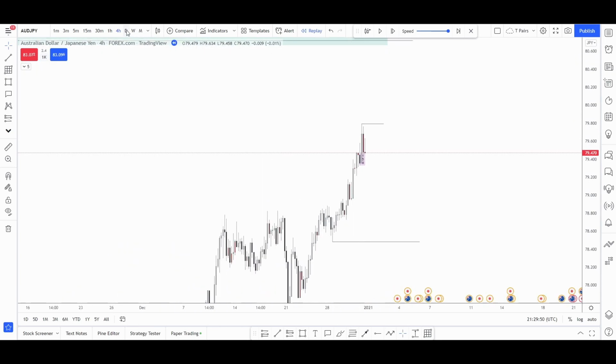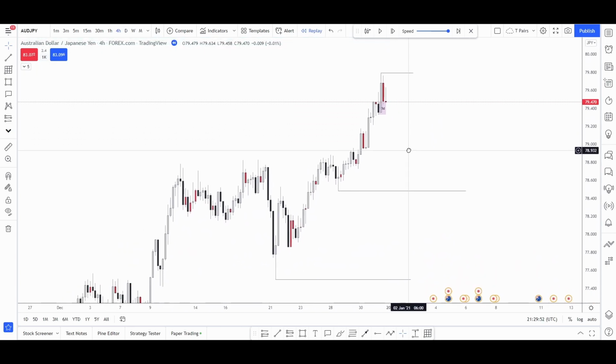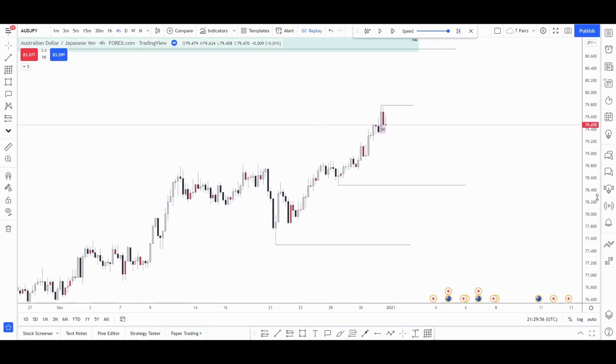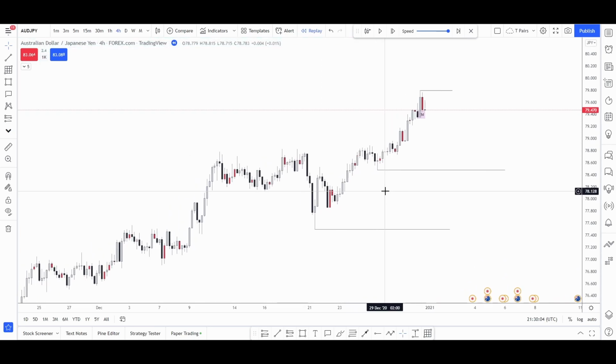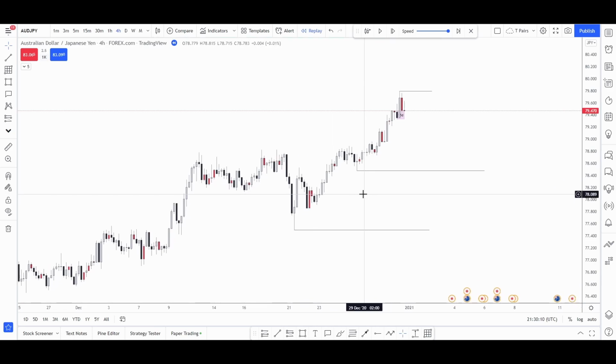Right, so jumping back up to the 4-hour, all what we want to do is try and mark out particular zones which might have the potential to cause us problems. So I would say that there's likely going to be around here, these inside bars. They'll likely be problematic.